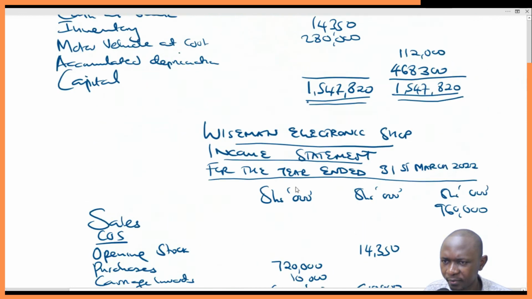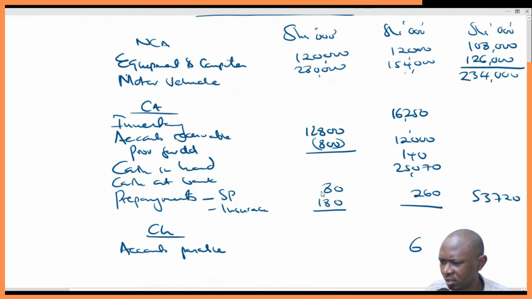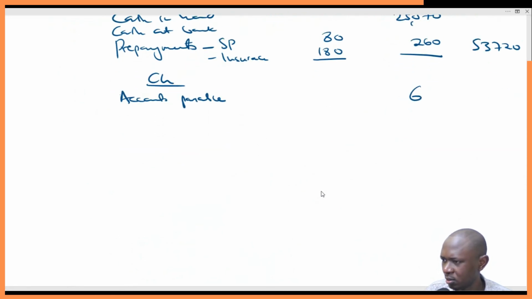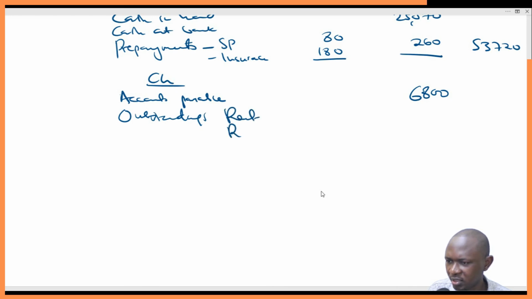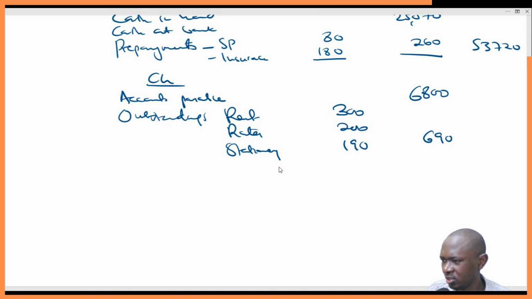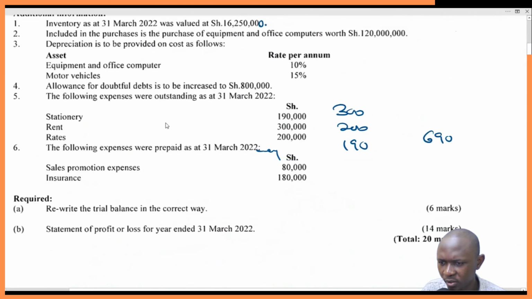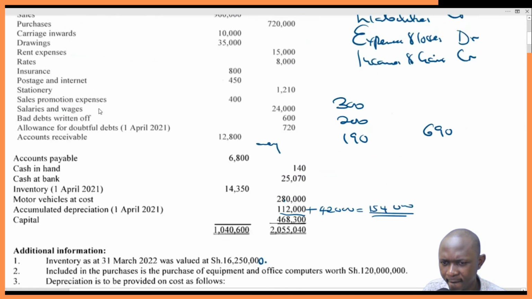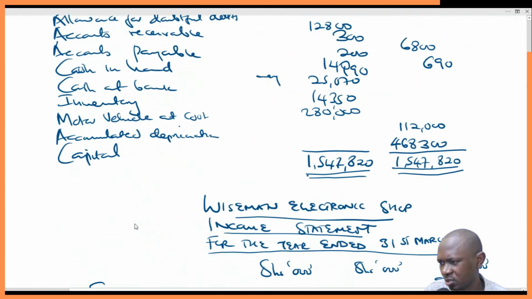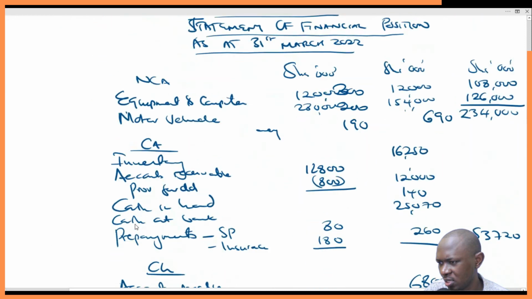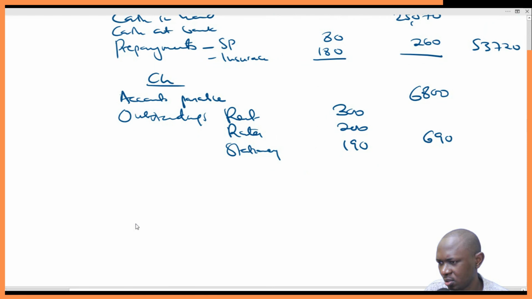Accounts payable was 6,800. And then outstandings, we had rent, rates, and stationery, and the figures were 300, 200, and 190. This gave us 690. So let's check if we have any other current liability. I think we've captured them, right? There is no other current liability. These figures are again here with me. They don't want to settle down.